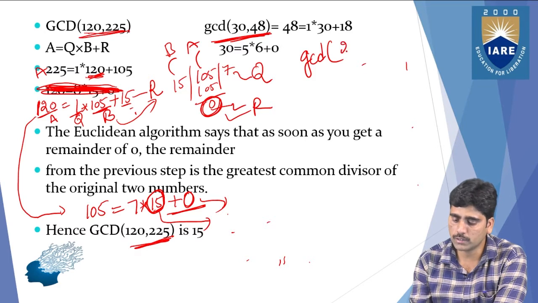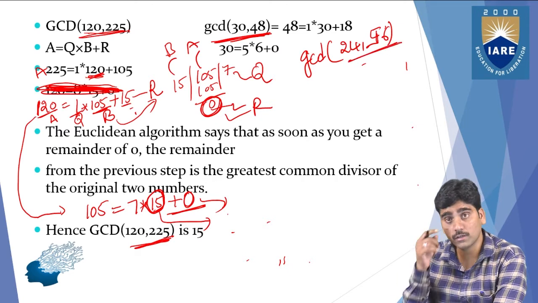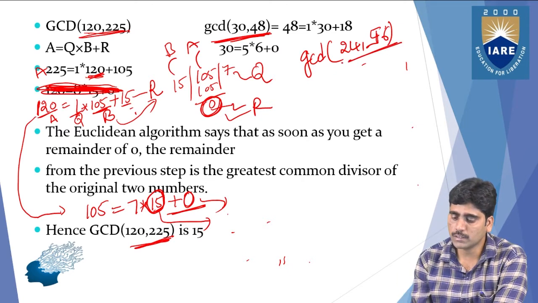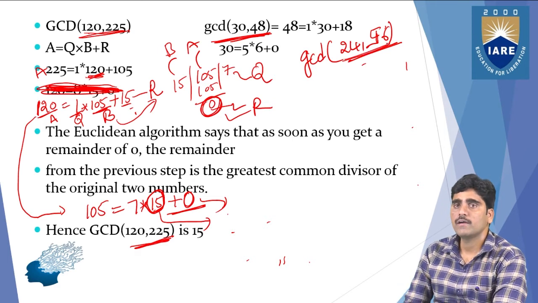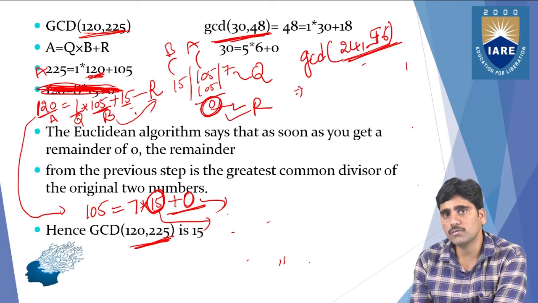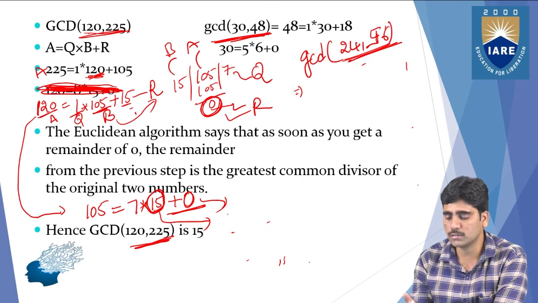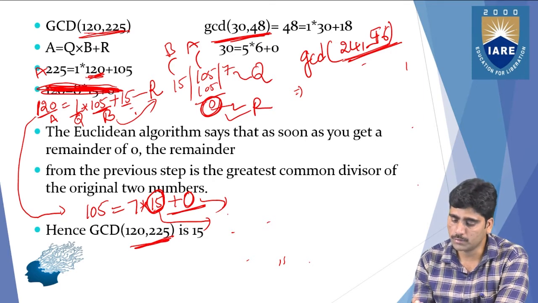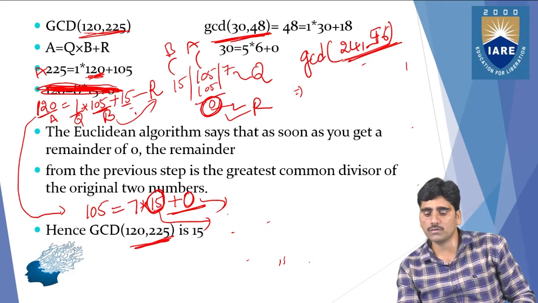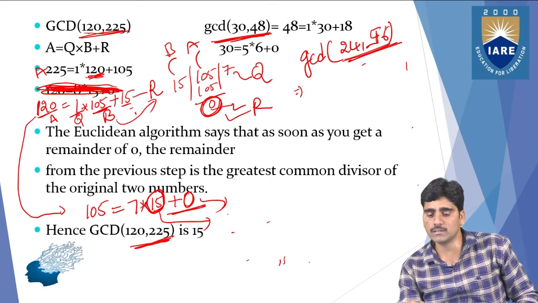So GCD of 24 comma 56, you can take 24 comma 56. So we'll see what the greatest common divisor of 24 comma 56 is. In the normal way, the 24 has some divisors and the 56 has some divisors, right? We need to find the common divisors among them, and among the common divisors, we take the one greatest common divisor, right?